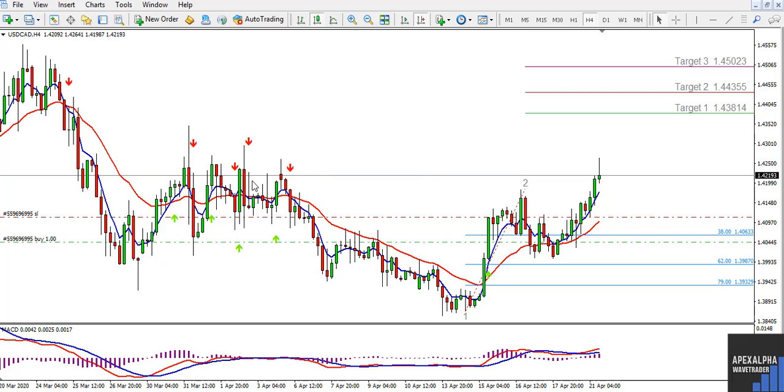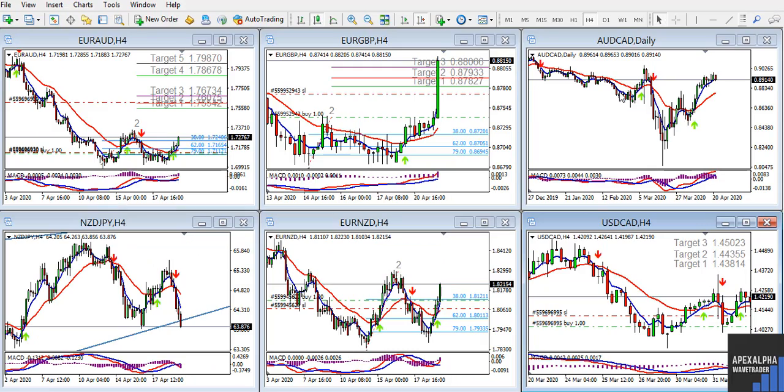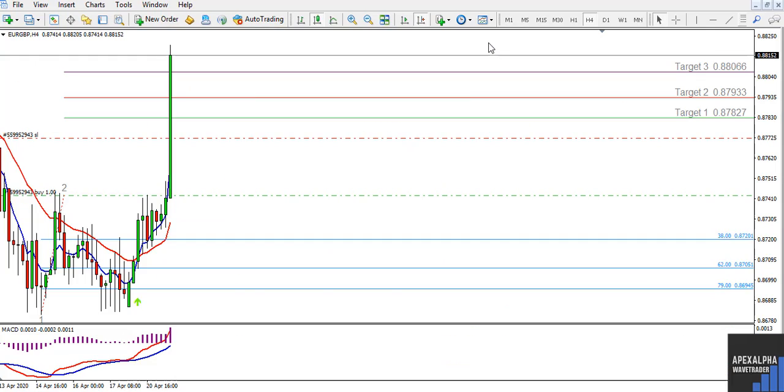So once the market is able to break this level of resistance here, then we will develop more momentum and go on to the higher targets. So that's my first trade. Let's have a look at the second trade now.